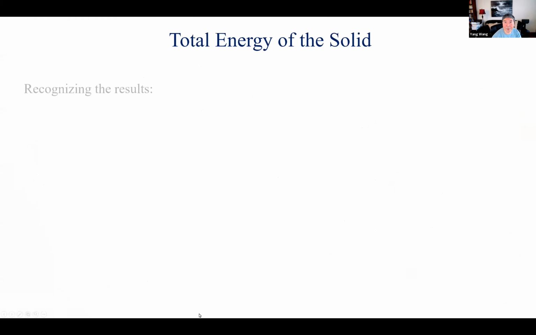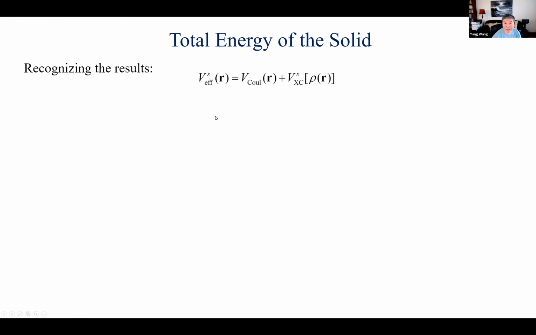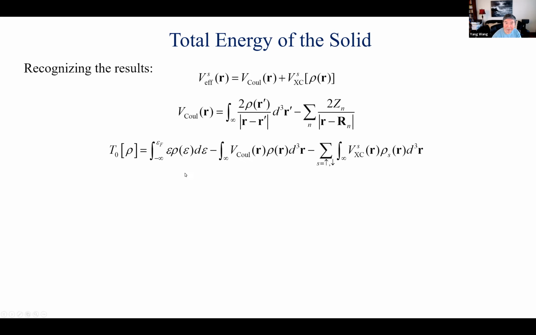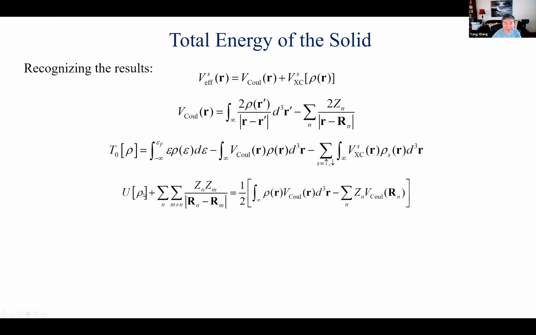Okay. So finally, the conclusion is that the effective potential can be written as Coulomb potential plus exchange correlation potential, right? That's the first thing we recognize, where the Coulomb potential is the Hartree term plus the external potential energy term. Then we also recognize that the kinetic energy term can be written this way, right? That's what we wrote in the two previous slides. And then the total electrostatic energy of the solid is U plus this one, which can be written as this, from a previous slide. So now the total energy of the solid is actually what we calculate.